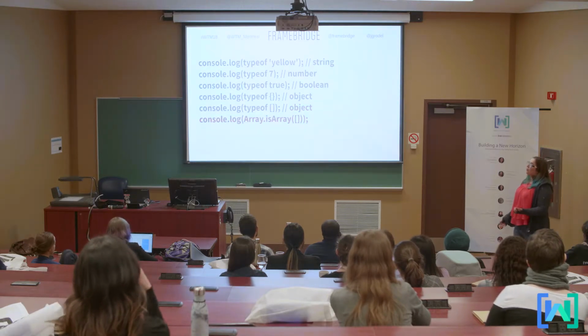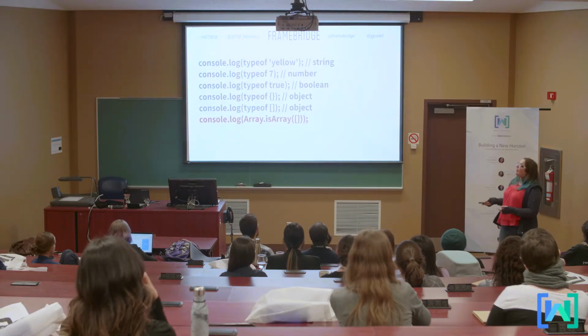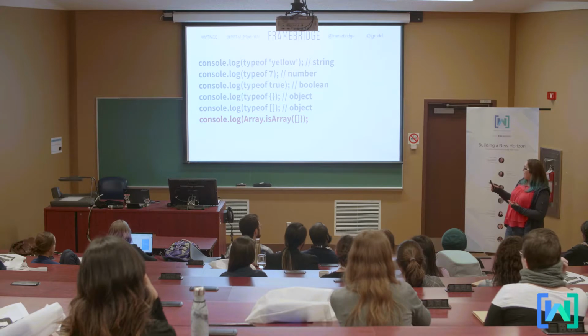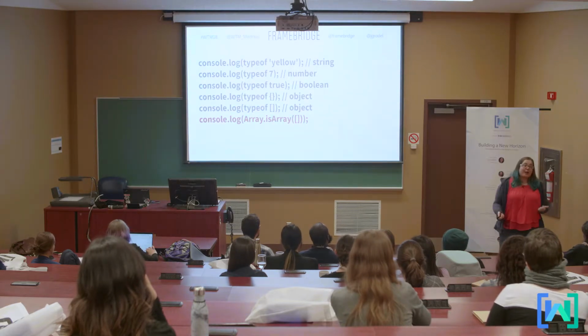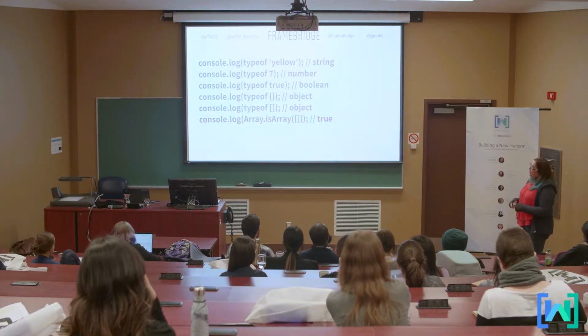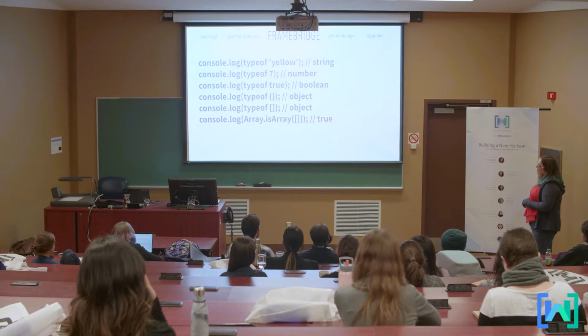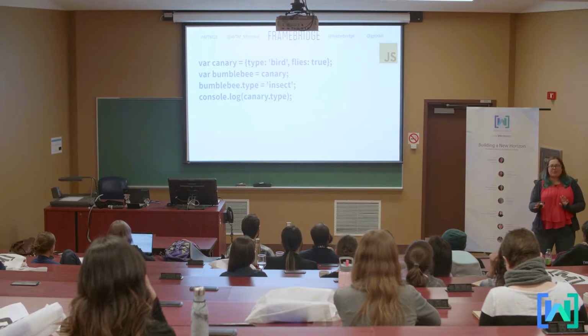Now, if I want to know whether or not the object that I'm dealing with happens to be an array object, I can ask Array.isArray and pass it. Here I'm passing an empty array, and I'll get back a Boolean. So a true if it's an array, false if it's not. And here I get a true. All right, so here's an object. Not an array object, an object.